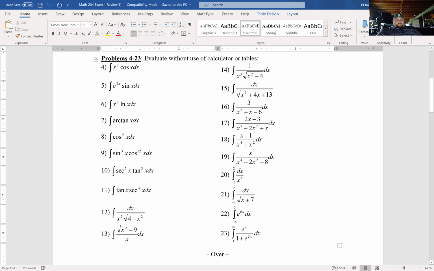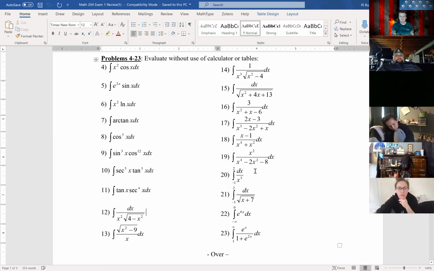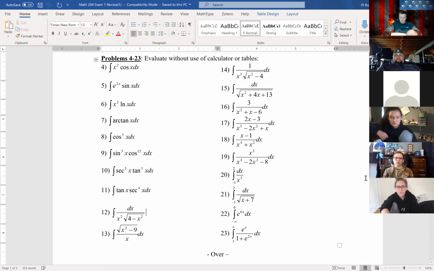Does that make sense to everyone? Yeah. So basically, if the u for the integration by parts is raised to a power, we should expect to do it that many times. If it's an algebraic function, yes.